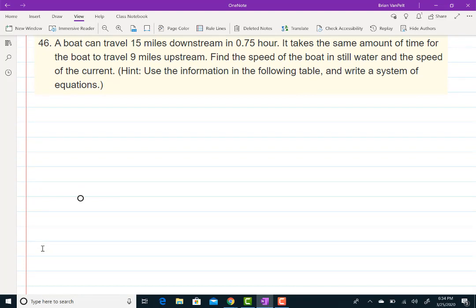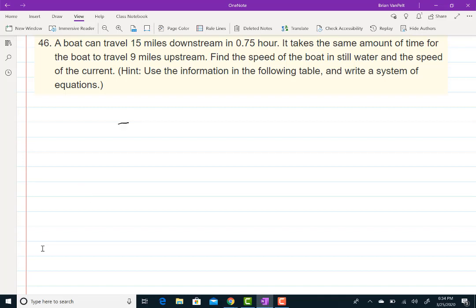It's a travel problem. So we have a boat that is going upstream and downstream. Downstream, the boat can go faster even though it's not trying as hard, just because the current will speed it along. Going upstream is harder because you're fighting the current. So let me make you aware of a couple things.